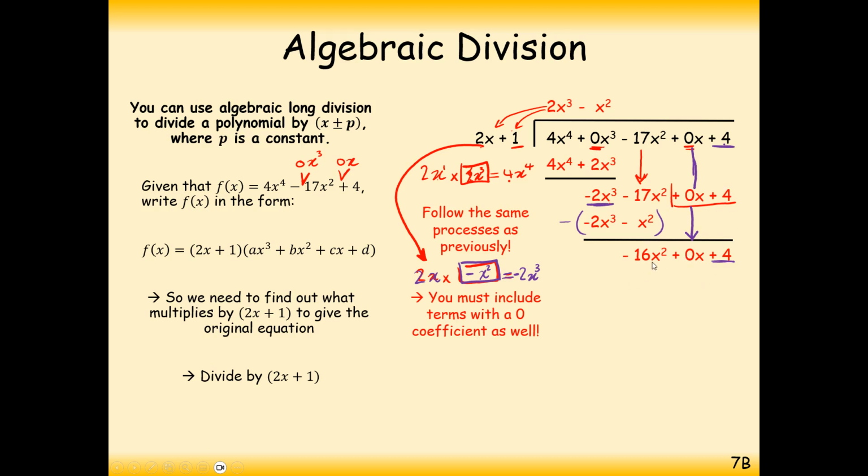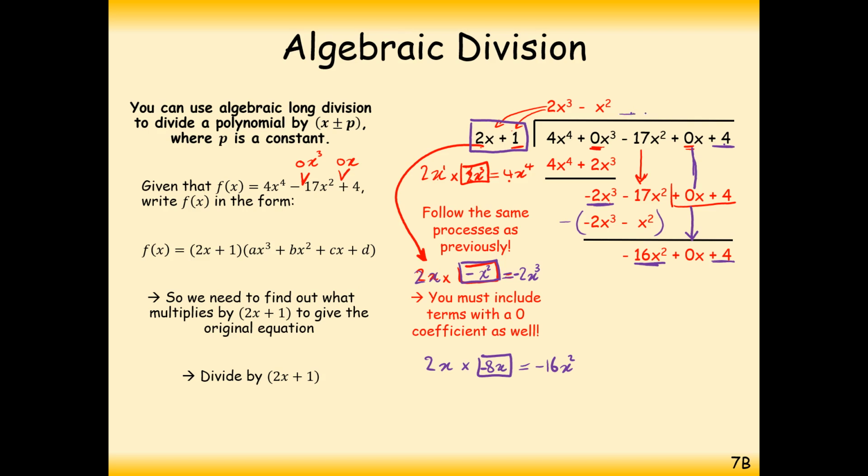So now we're asking ourselves, this 2x, this is what we're dividing by. So 2x times what will give me this negative 16x squared? I want to cancel that away. So I need to multiply 2x by something. 8x needs to have a minus in front of it. So that minus 8x I'm going to put on the top here.